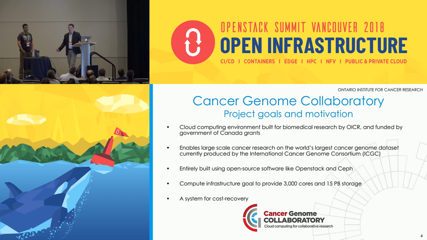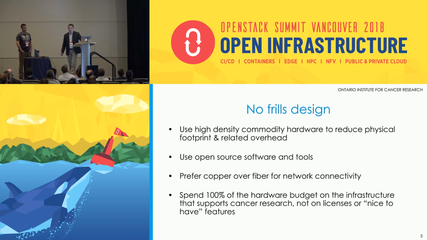The grant goal for infrastructure was to build a compute environment capable of supporting 3,000 cores and 15 petabytes of genomic data. And we also had to build a system for cost recovery in order to make this project self-sustainable. We employed a no-frills design. Because we had a fixed budget and high requirements for deliverables, we used high-density commodity hardware in order to reduce the physical footprint and related overhead.